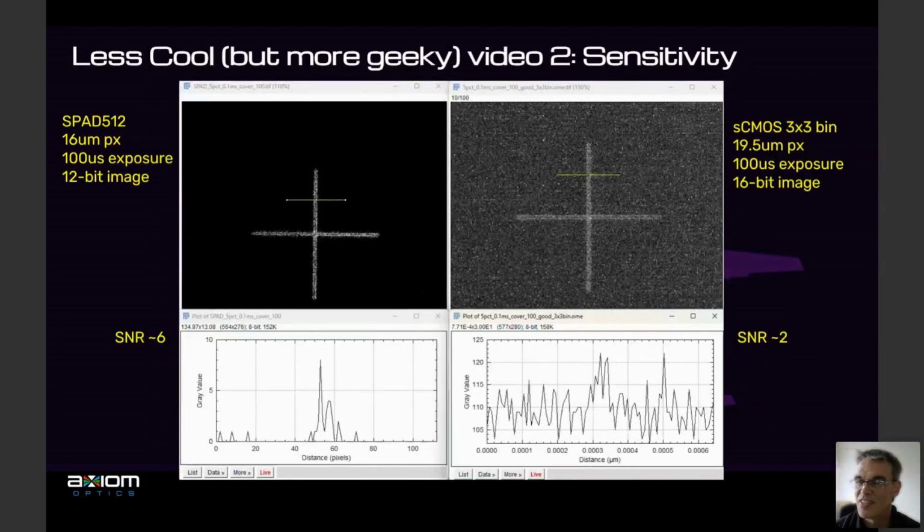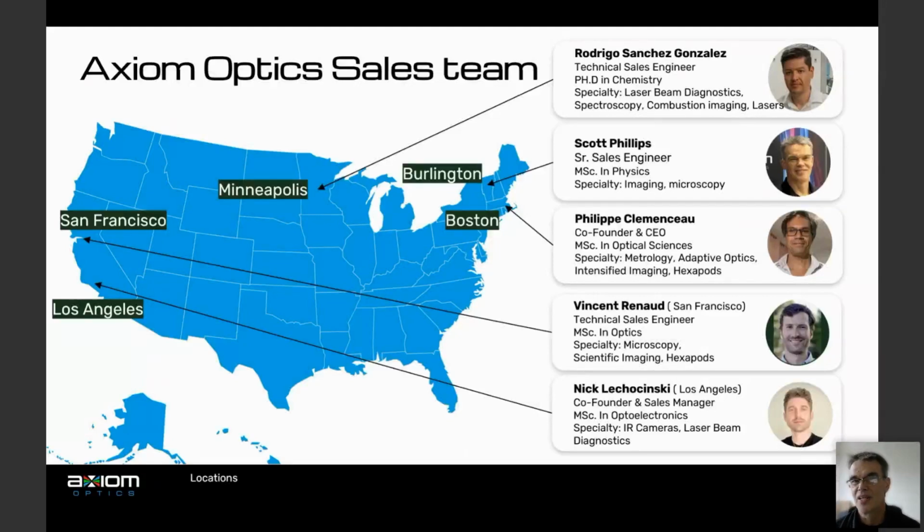So gating and sensitivity are two of the reasons that we're really excited about SPADs. The third is speed, and Pi Imaging later in the talk will be talking about all three of those and give you some examples.